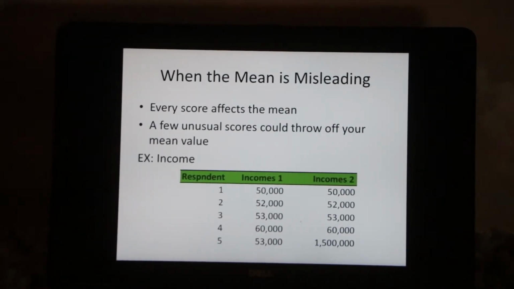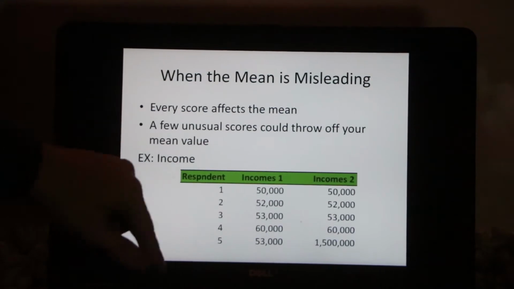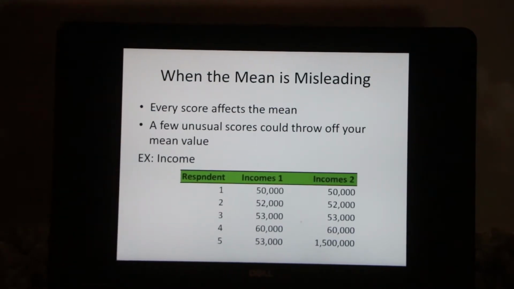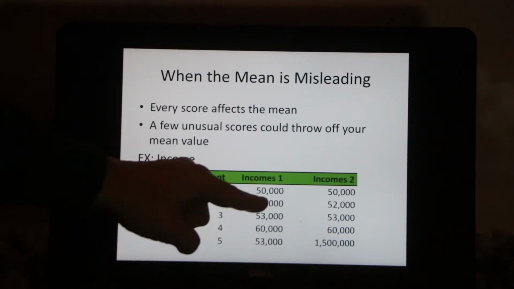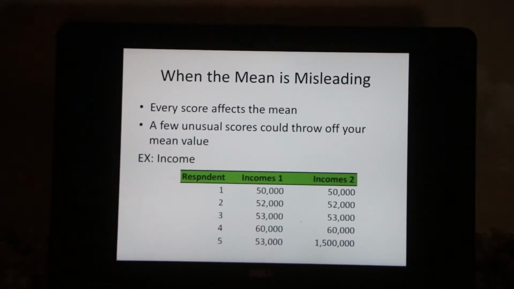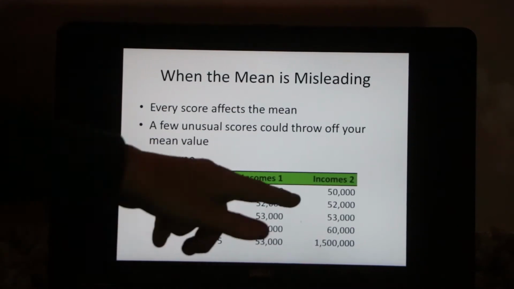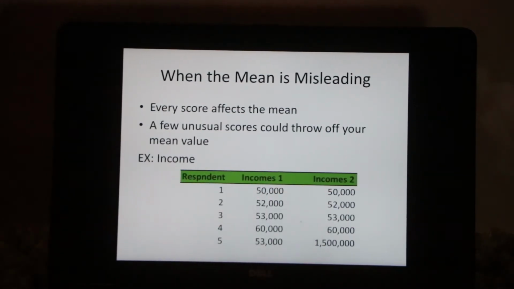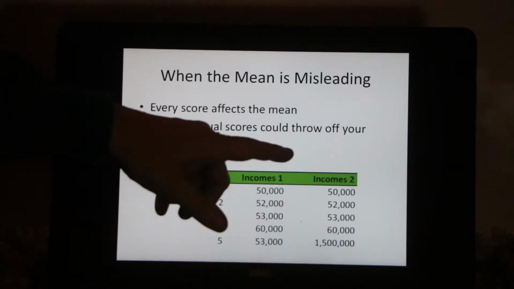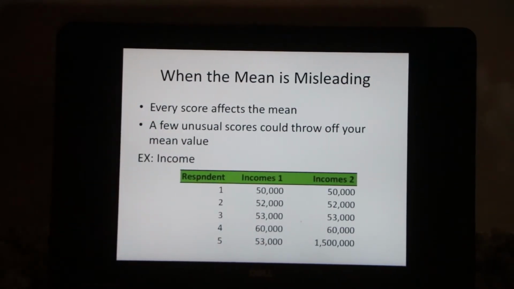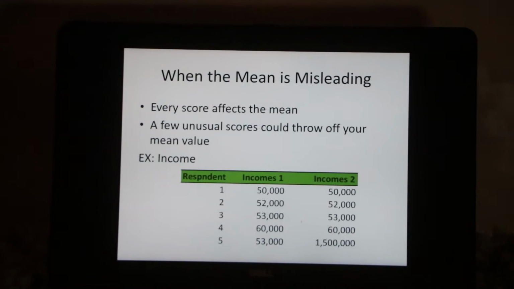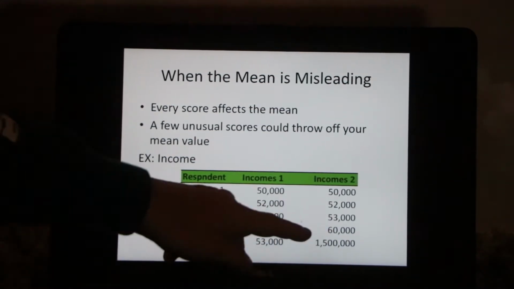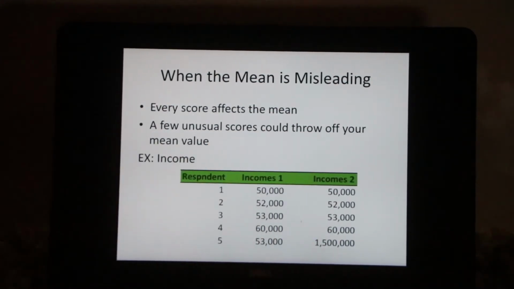So let's look at two examples. You have 2 groups of 5 people. This group, they have incomes varying from $50,000 to $53,000 annual incomes. This group of 5 people, the first person has an income of $50,000, but the range goes all the way up to $1.5 million. So we see a much broader range, and in some ways you can see immediately that this person in this group would be considered an outlier.